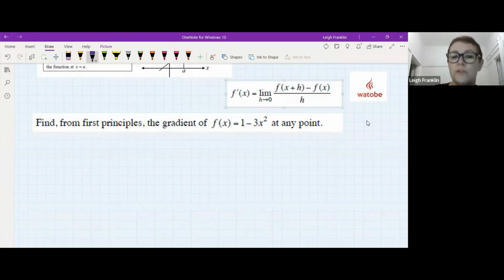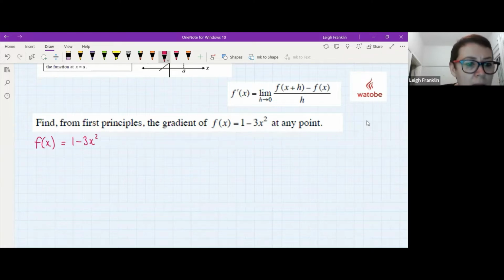I teach them to first calculate f of x plus h, the difference between the two, and then sub that in, because that's what you're subbing into the numerator: f of x plus h minus f of x. So this is how I teach my classes to set it out. We've got f of x equals 1 minus 3x squared. That means that f of x plus h is 1 minus 3 times (x plus h) squared.